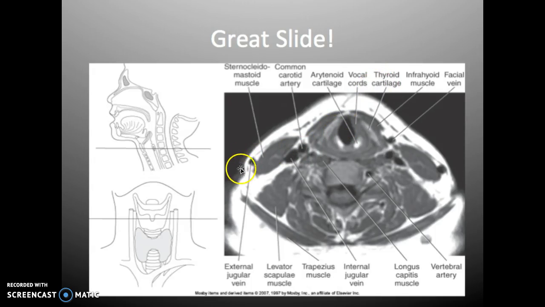So out here is your external jugular, internal, and your common carotid. We're down pretty low. So coming around here, we have your retinoids. This is your thyroid cartilage. Remember, it's a V. And your vertebral artery. That's the main things I want you to see on this one.